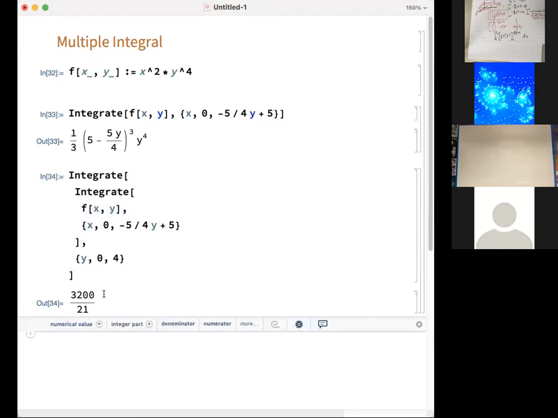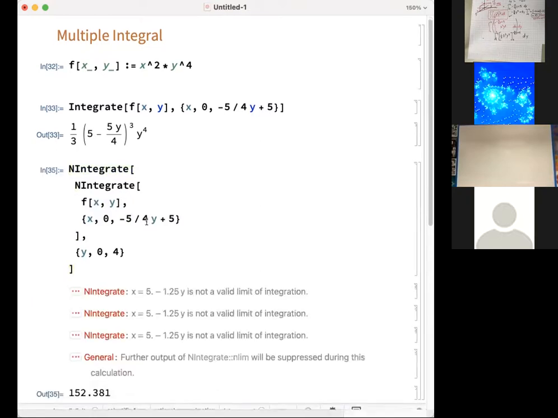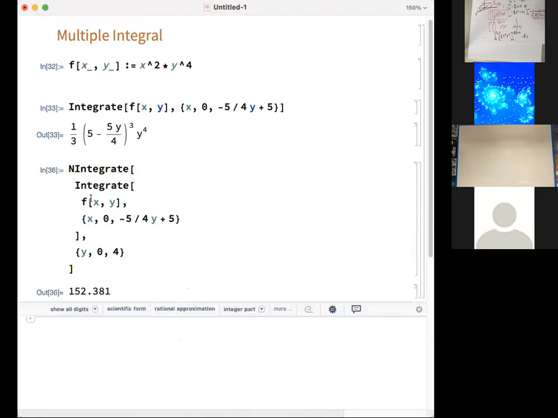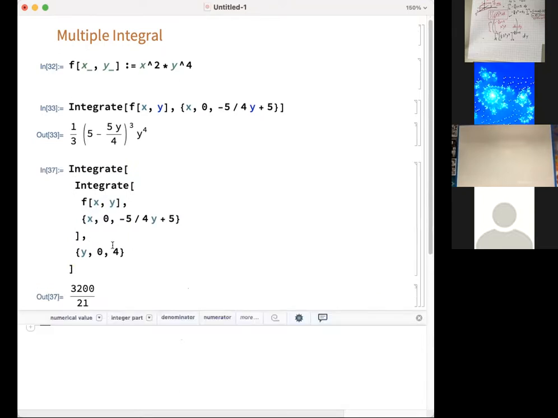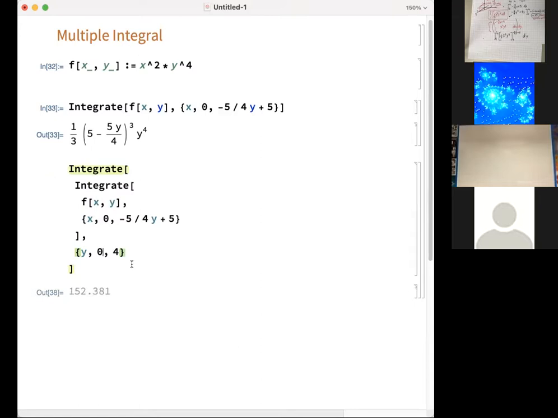3,200 over 21. We could do this numerically in a couple ways. I could do an NIntegrate, which is numerical integration. Oh, okay, it doesn't like a numerical integrate in the inside integral because I'm using variables. So there's an NIntegrate only on the outside. Anytime I want to force a floating point number, I can just put in a decimal somewhere. There's the number right there.